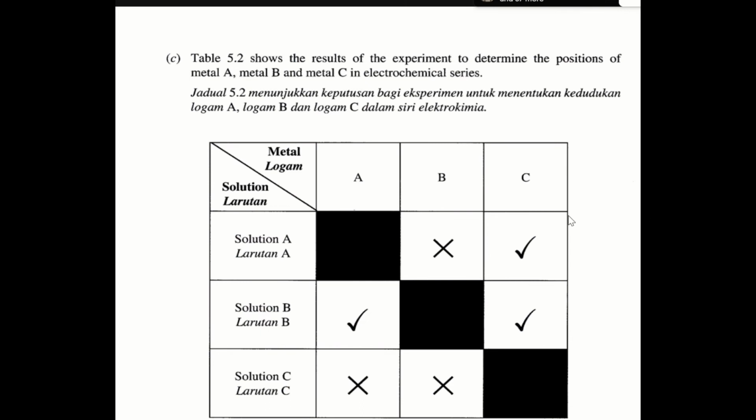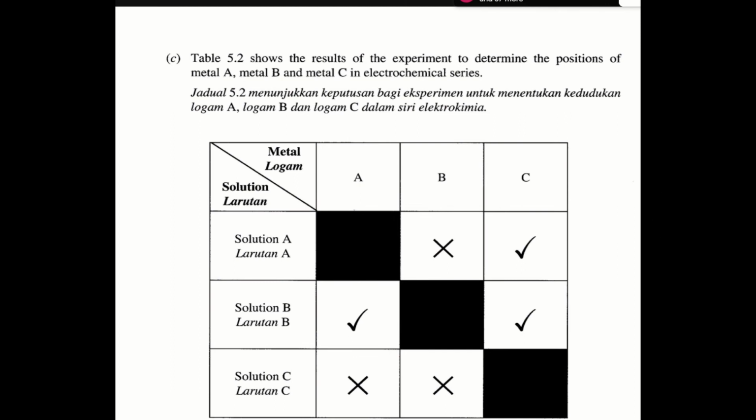Okay, some of the students lost the marks when they don't actually follow the steps of the experiment. So when you come in with questions, see here. The table shows the experiments to determine the positions of metal A, B, C in the electrochemical series. When we have a look at this diagram, we already come up with the idea this must be displacement of metal. A is put into solutions B and C. B is put into the solutions A and C. Okay, C is put into the solutions A and B.